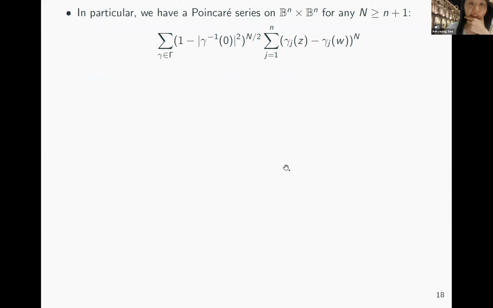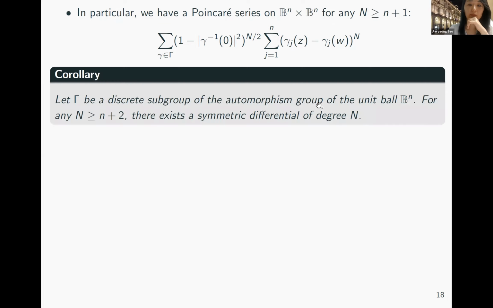In particular, as Oda observed, there is a Poincare series on Bn times Bn, such that if this capital N is greater than or equal to n plus 1, then this should converge. So that means if gamma is a discrete subgroup of the automorphism group of the unit ball, and if this N is greater than or equal to n plus 2, then there exists a symmetric differential of degree N.